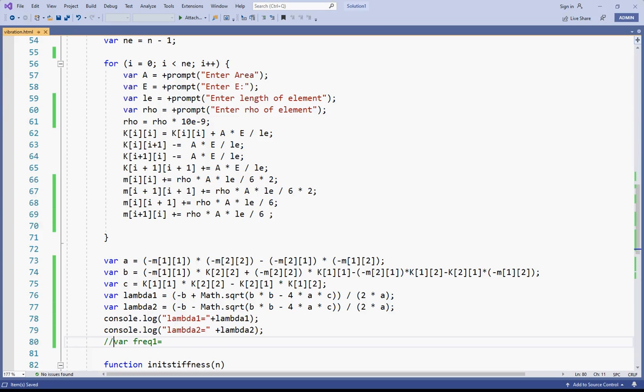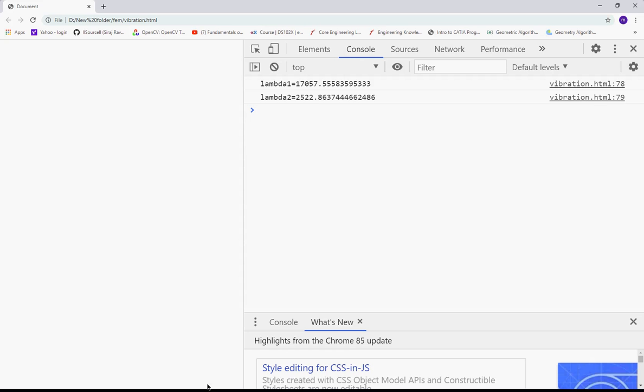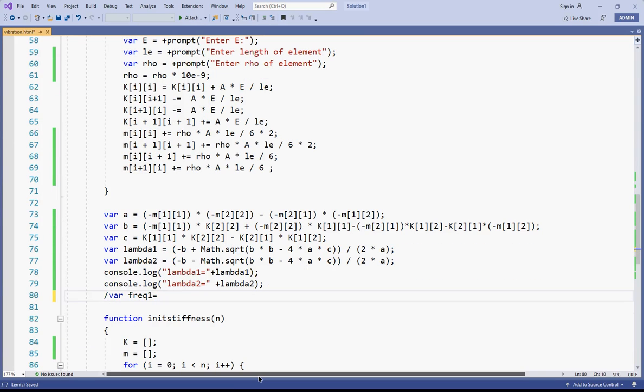So now if any other mistake is there, you can find out where it is. You have to debug whether you have made a mistake in the calculation, or in the program while writing the formulation. So now lambda equal to 1757 and 2522. These are the two lambdas I got, and now it's time to get the frequencies. So lambda equal to omega square, and omega is equal to twice pi f.